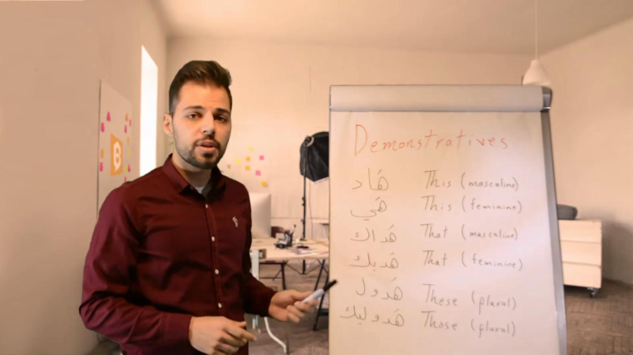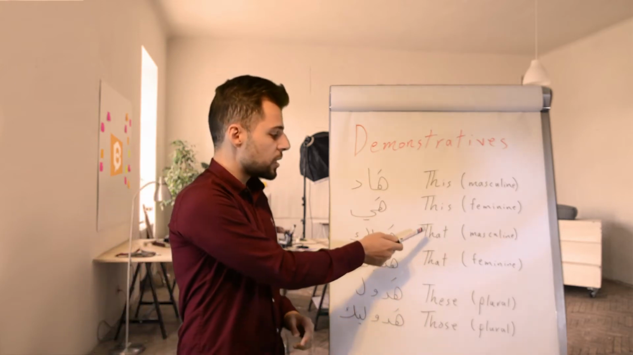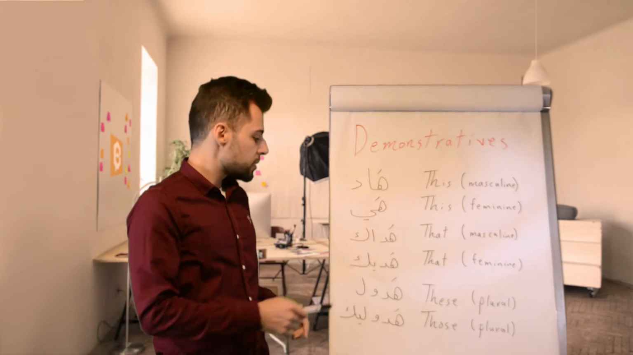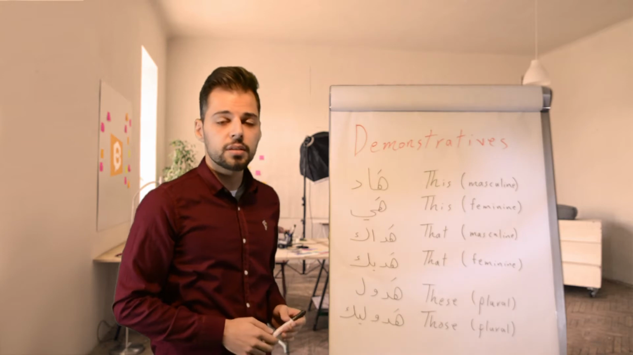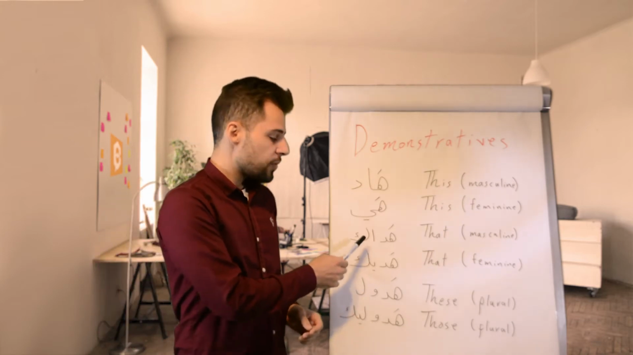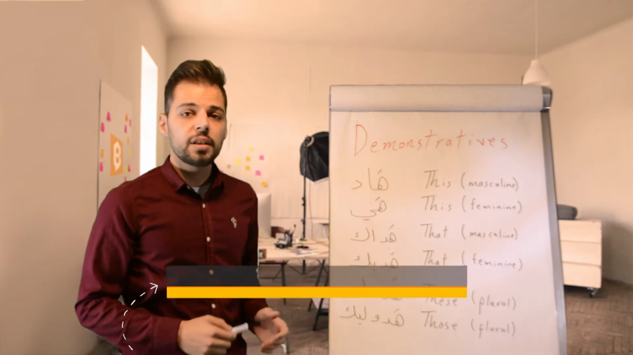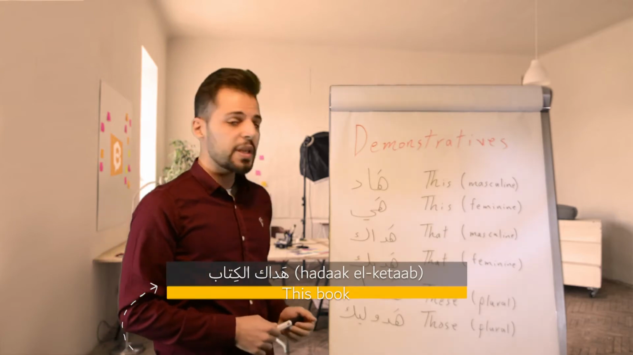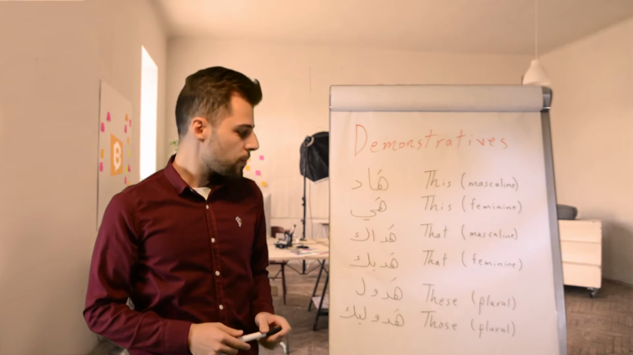Now, the second demonstrative is that. That in Arabic or Syrian dialect means hadak. For example, hadak الكتاب. It means that book.